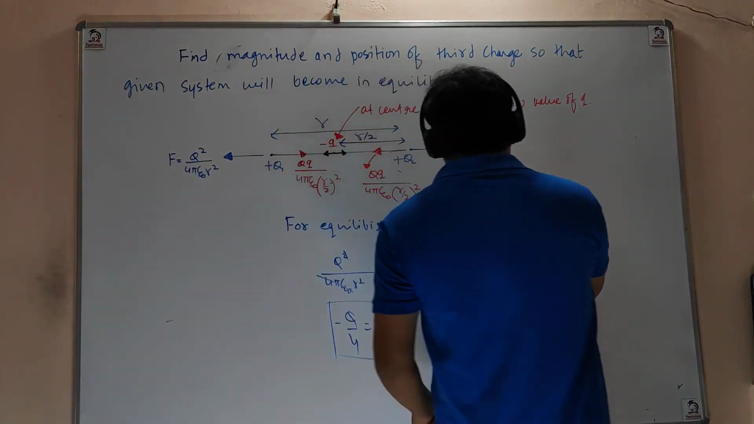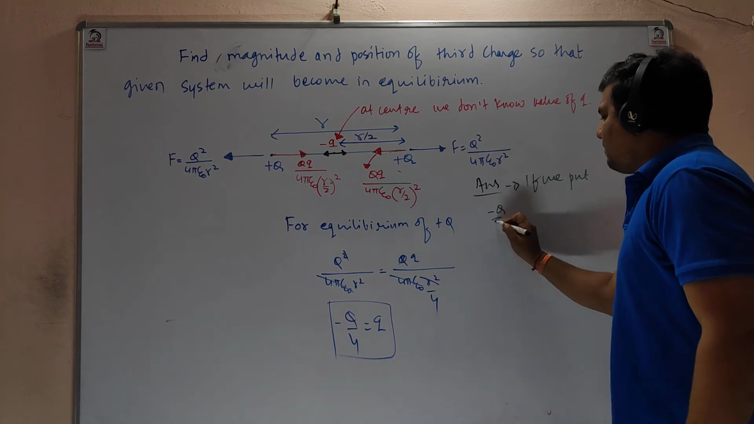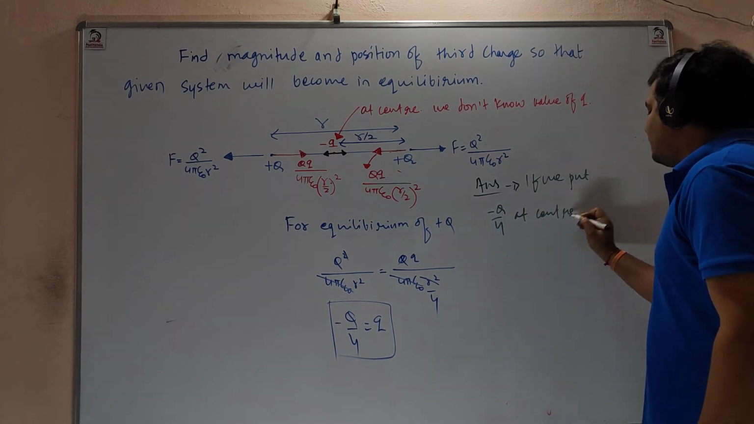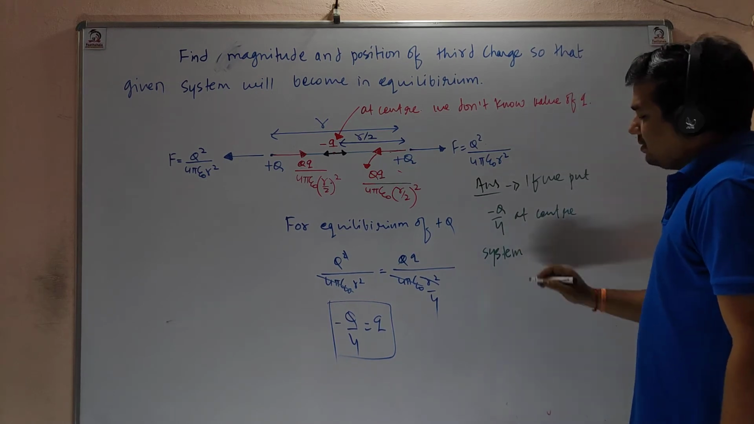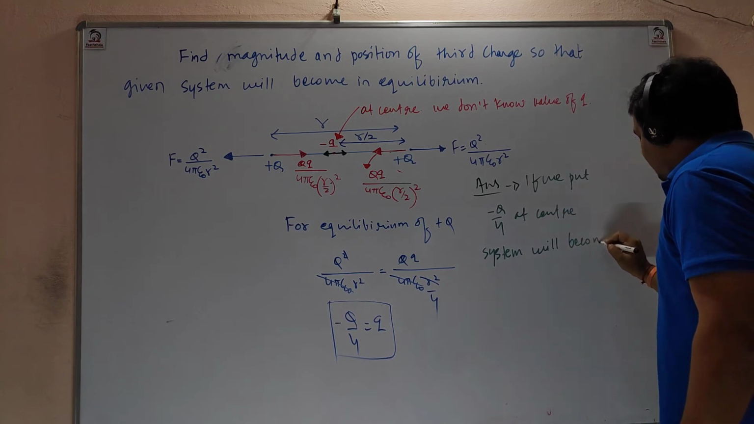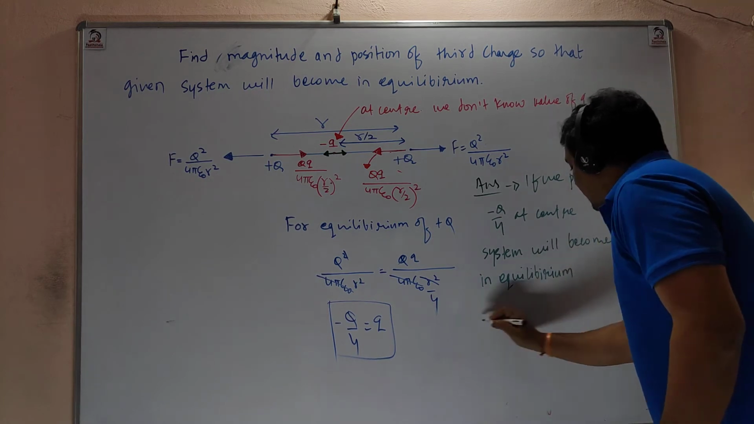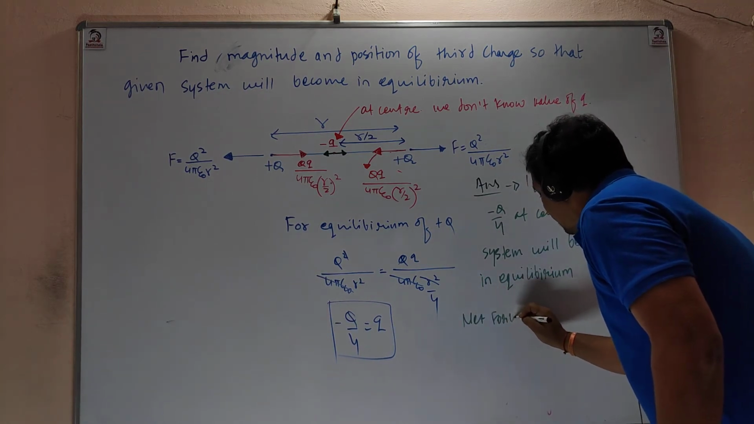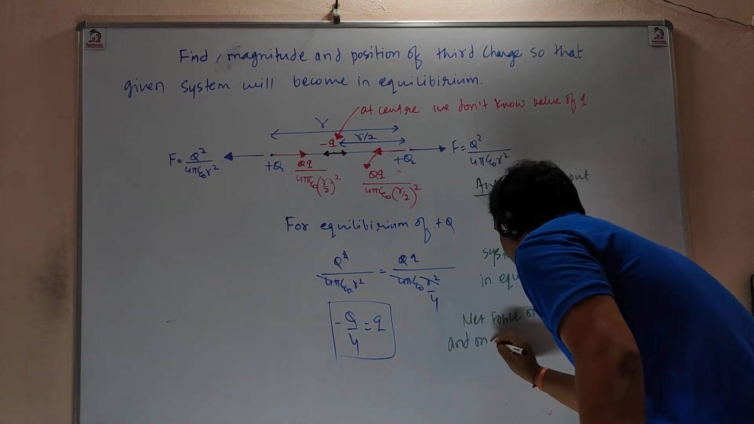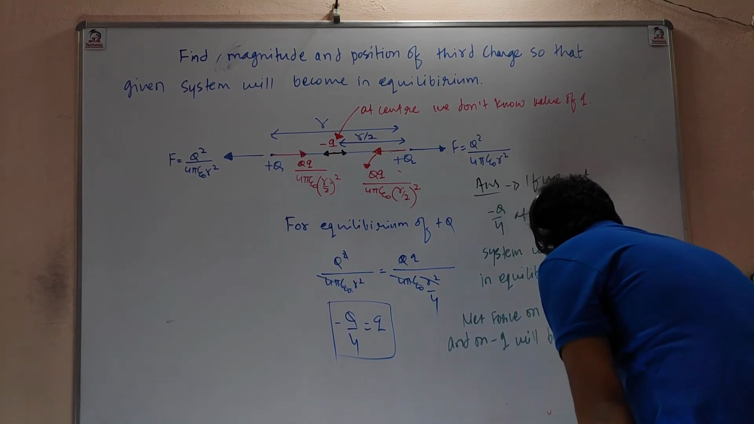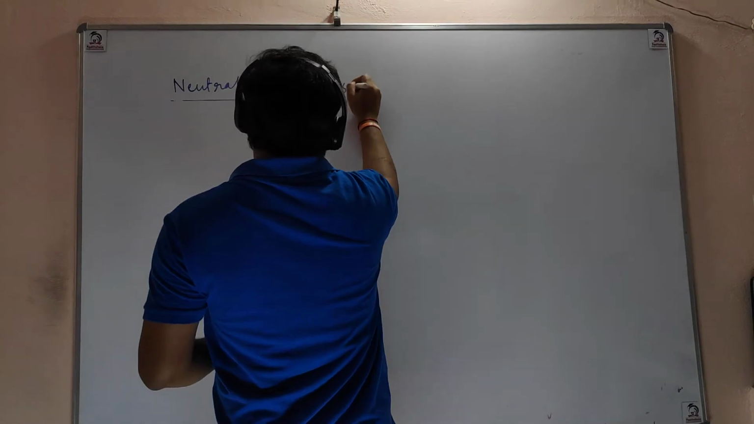So your answer is, if we put minus Q by 4 at center, the system will become in equilibrium. Agree? Net force on both plus Q and on minus Q will become 0.